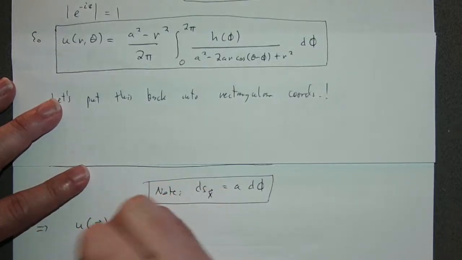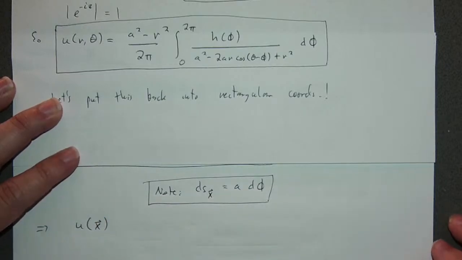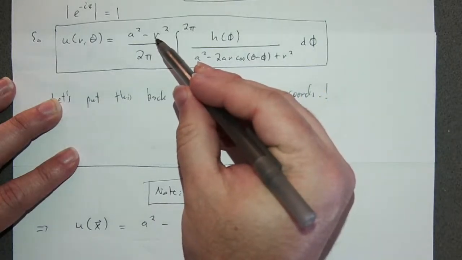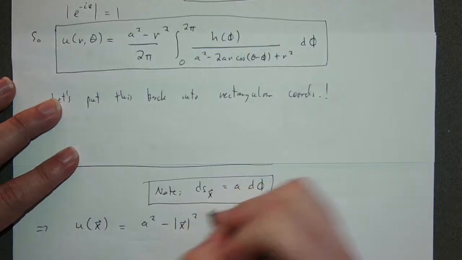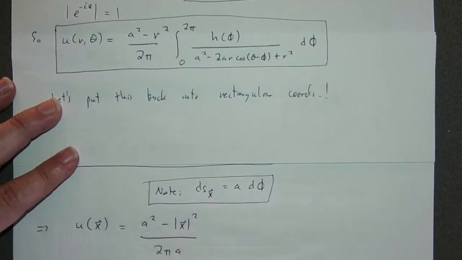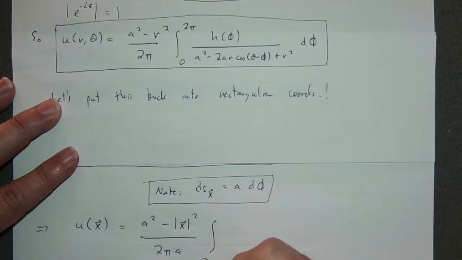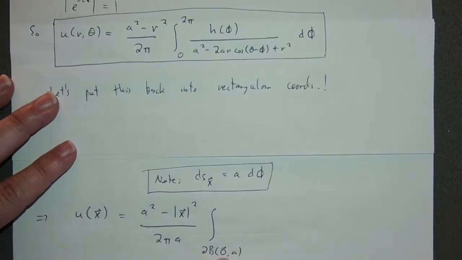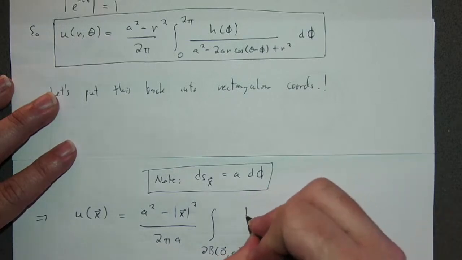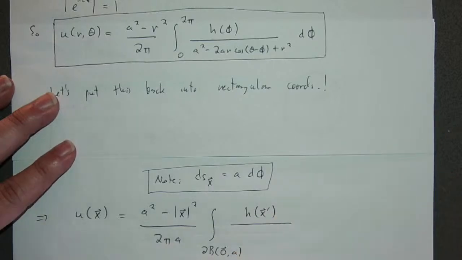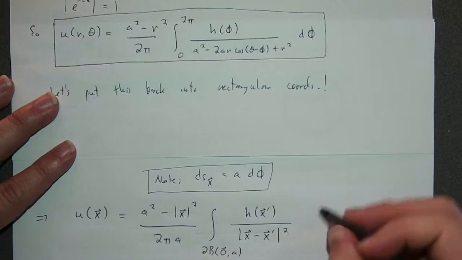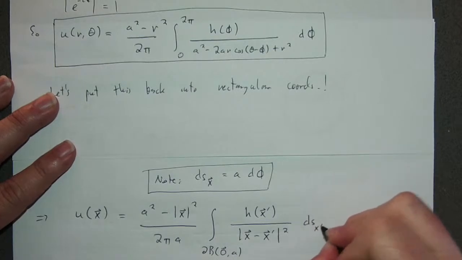This is u of x, which is the thing that I sought. U at a point (x, y) is given by a squared minus r, where r is the length of the vector x, so this is the length of x squared, over 2 pi a times the integral over the boundary of the disk of radius a, centered at the origin, of h of x prime over the length of x minus x prime, the distance from x to x prime, squared, ds sub x prime. This is the variable here.